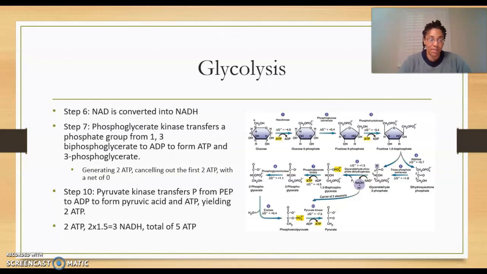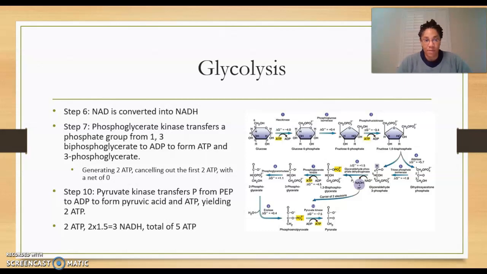Okay, so now we go into step 6. NAD is converted into NADH. So we have the glyceraldehyde 3-phosphate dehydrogenase, which adds an inorganic phosphate to glyceraldehyde 3-phosphate, producing 1,3-bisphosphoglycerate. Basically, glyceraldehyde 3-phosphate is oxidized by NAD. So the NAD molecule pulls a hydrogen off of the GAP, converting it from NAD to NADH in step 6.